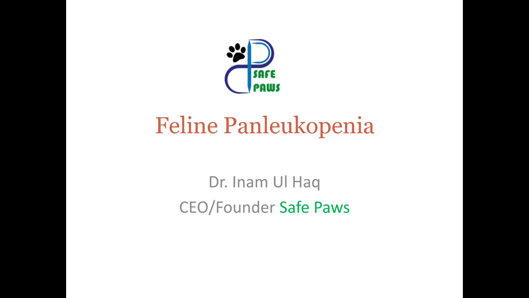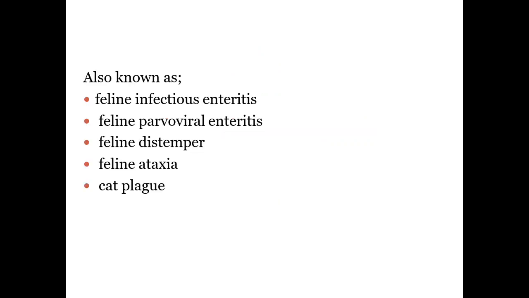In this video, we are going to talk about an important disease of the feline family, that is the feline Panleukopenia infection in cats. If we talk about its other synonym names, they are feline infectious enteritis, feline parvoviral enteritis, feline distemper, feline ataxia, and cat plague.